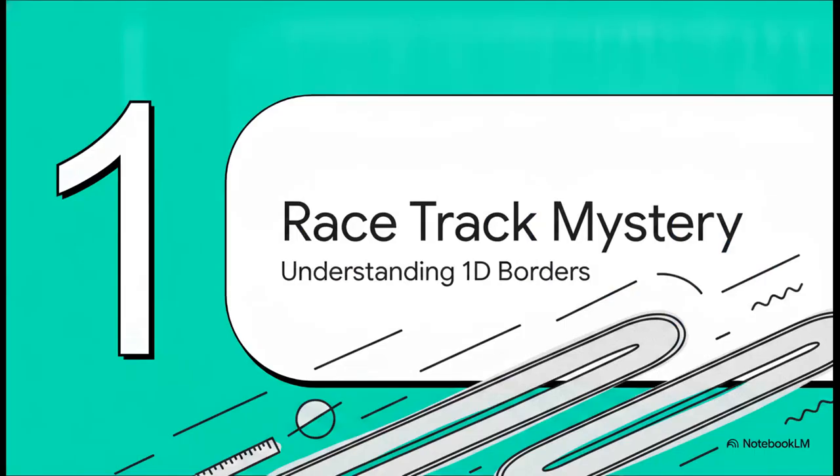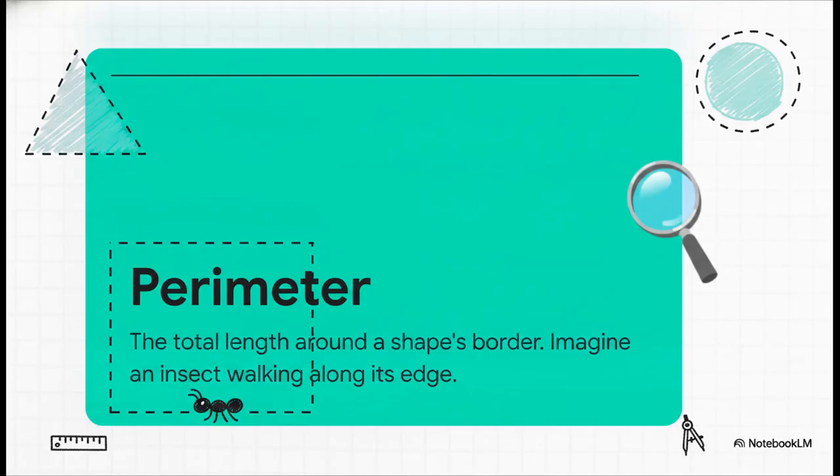Okay, section 1. The racetrack mystery, understanding 1D borders. To figure out why those racetracks are staggered, we need our most basic tool. The absolute foundation of this is the perimeter. For any given shape, its perimeter is simply the total length around its border. The source material provides a brilliant way to visualize this. I want you to imagine a tiny little insect going for a walk around the border of a shape. It never turns around, it just keeps walking straight forward until it returns to its exact starting point. The total distance that tiny insect travels, that's the perimeter. If it's a square with sides of length A, the perimeter is just 4A, simple, straight, and totally rigid.